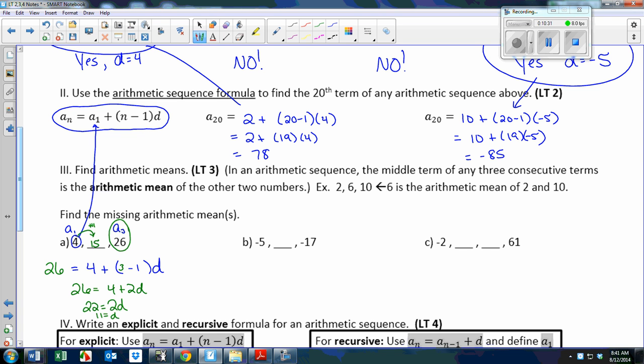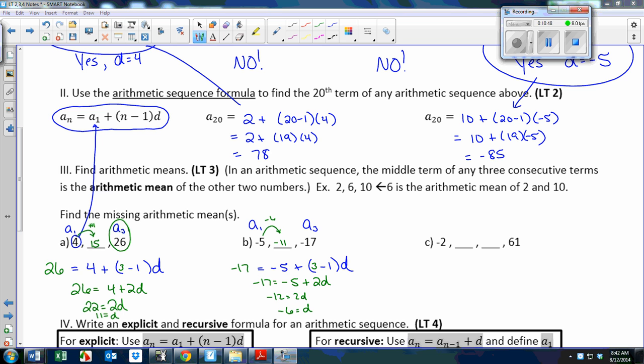Go ahead for good, safe measures. Take the 15, add 11 one more time to it. Does it give you the 26? Yeah, so you know you got it right. All right, you do it for B. I'll pause it, and when I start recording again, we'll see all the work, and it will be finished. And there's the work, and the answer, the missing arithmetic mean, is negative 11.